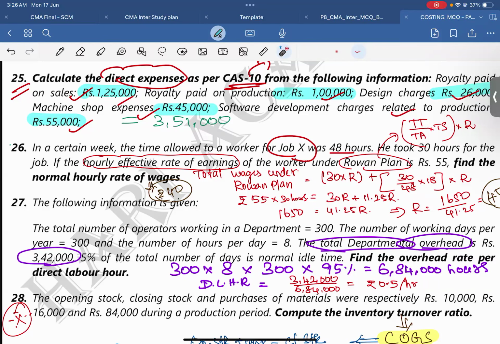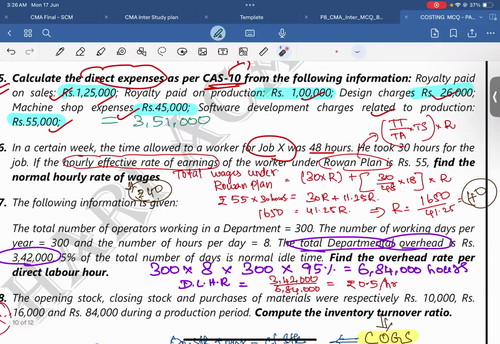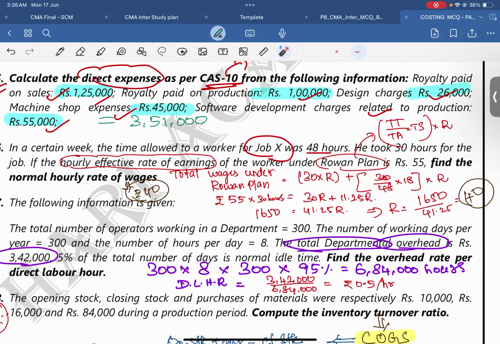So how can you find it? It is the same, go with the same formula. What is the total earnings formula? Time taken into rate plus time taken divided by time allowed into time saved into rate per hour. On that, the value they gave is 55 rupees, an effective rate, into 30 hours he worked, so it is 1650. On the R value, the rate, I don't know. This is 30 divided by 48 into 18. This 48 is the time allotted, that is time allowed. 30 is the time taken. 18 is the difference between these, so 18 is your time saved.